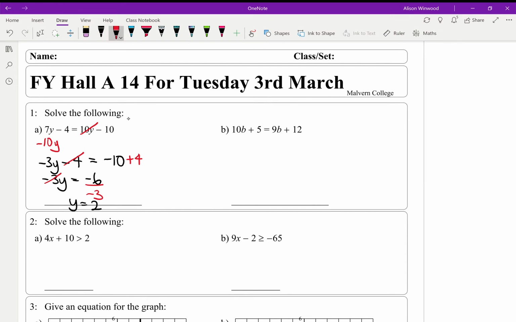Likewise with the second one, I need to subtract 9b from both sides. 10 subtract 9 is 1b, plus 5 equals positive 12. Opposite of add 5 is to subtract 5, so we get b equals 7.